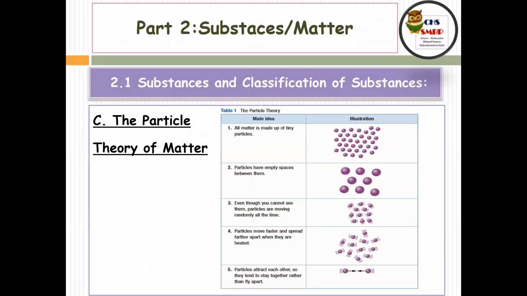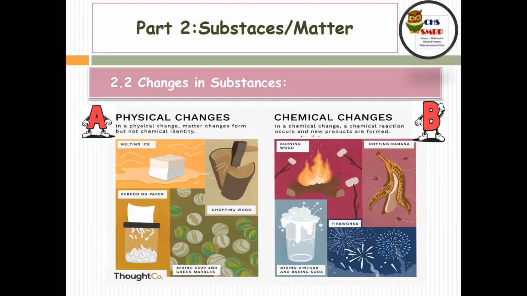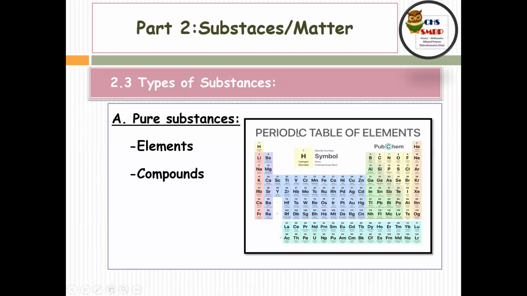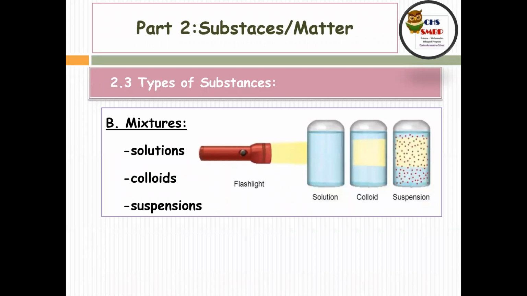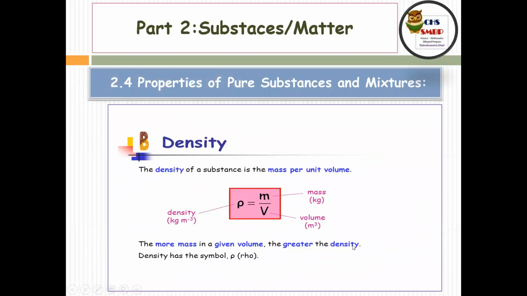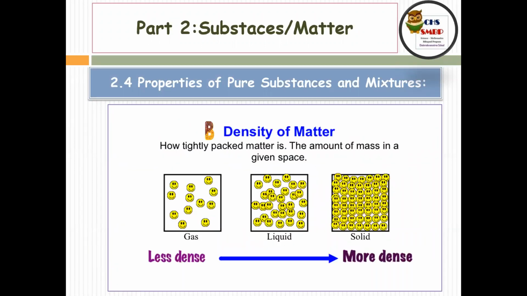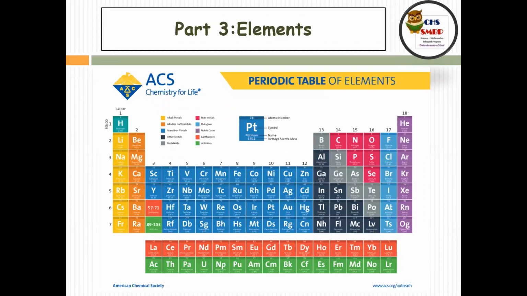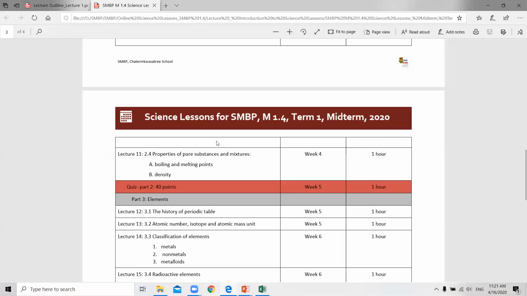And then you see the particle theory of matter. Then you see changes in substances, such as physical changes, then chemical changes. Then you see pure substances, where we will get to learn about elements and compounds that you can see here. Then in mixtures, we'll get to learn about solutions, colloids, and suspensions. And then we will learn about boiling and melting points of the 3 different states, such as solids, liquids, and gases. Then we will learn about density of matter. Okay, now let me give you some ideas about part 3.